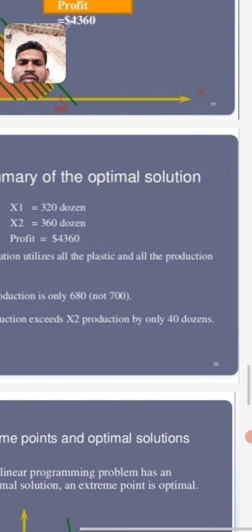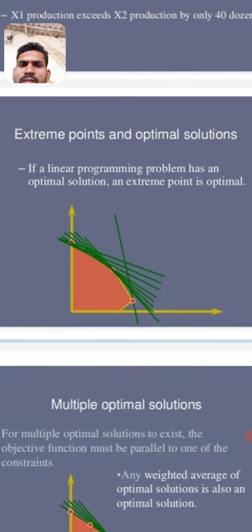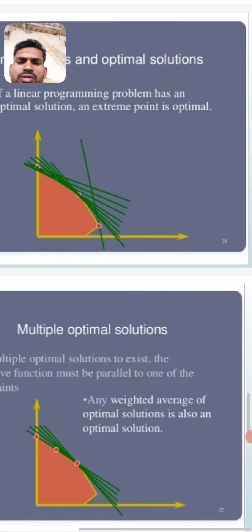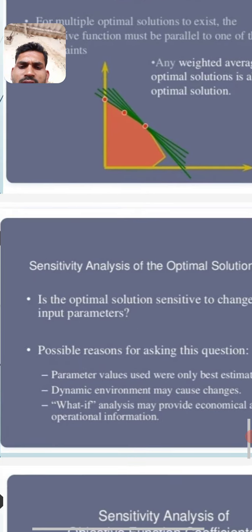Summary of the optimal solution. Extreme point and optimal solution. Multiple optimal solutions.